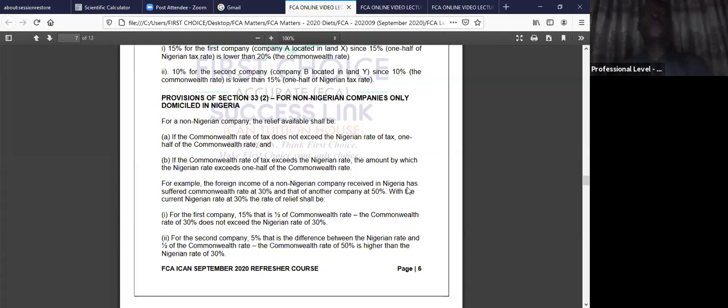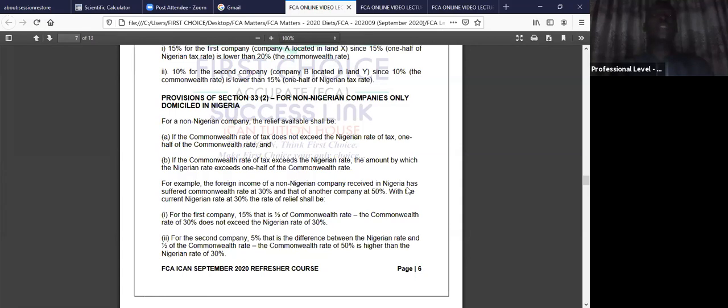For non-Nigerian companies that are domiciled in Nigeria, we cannot tax all their income, only the income that they happen to make in Nigeria. So if you find out that it's a non-Nigerian company, we can only tax Nigerian income. If it happens that they have been taxed outside in their home country before Nigeria wants to tax them, then that is when this applies.